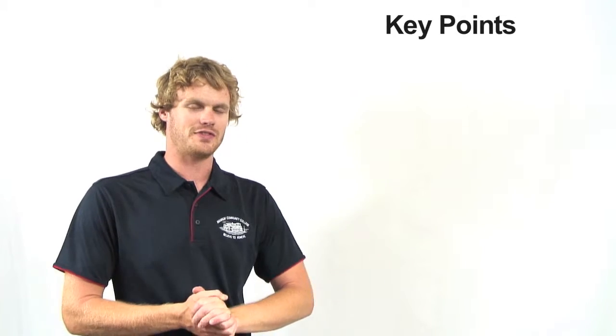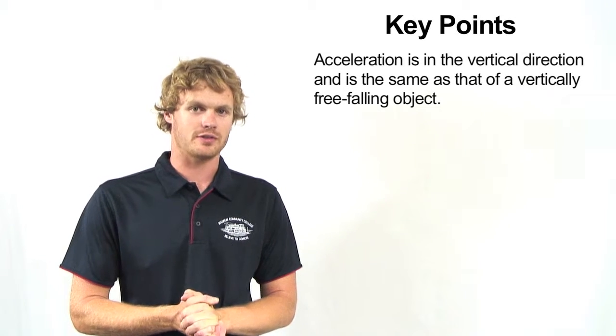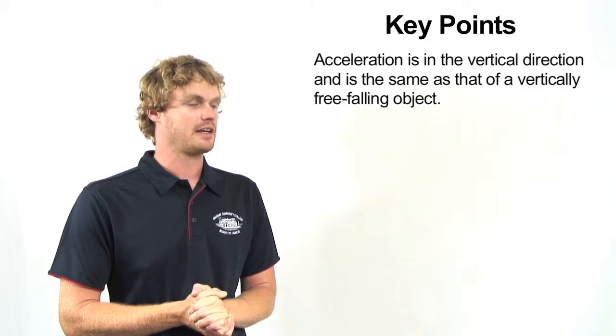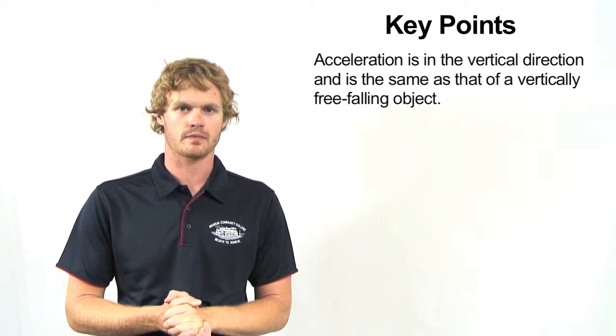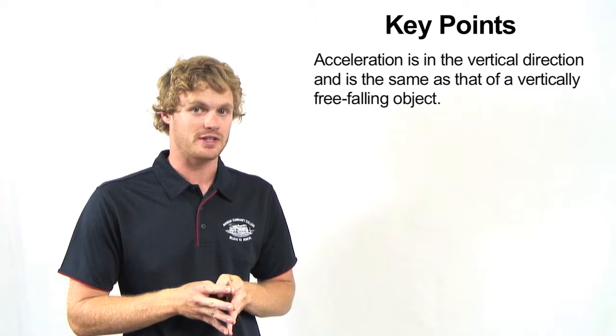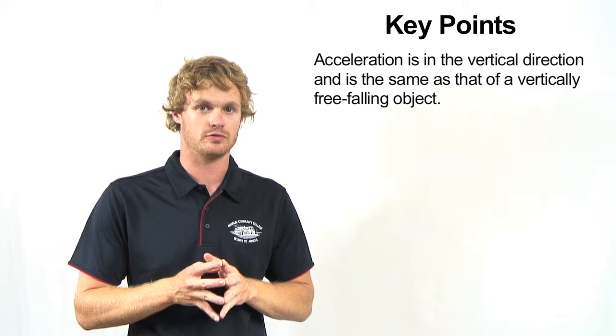So the key points from this video: a vertically free-falling object with no horizontal velocity has the same acceleration acting on it as an object that has a horizontal motion and a vertical motion. So we can compare the motion of a vertically free-falling object to that of a vertical motion of a two-dimensional moving object.